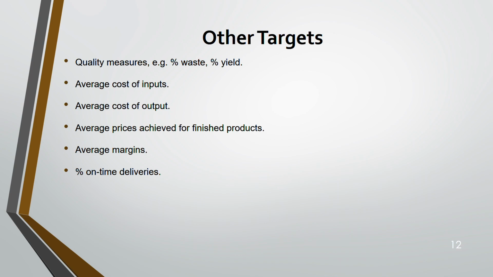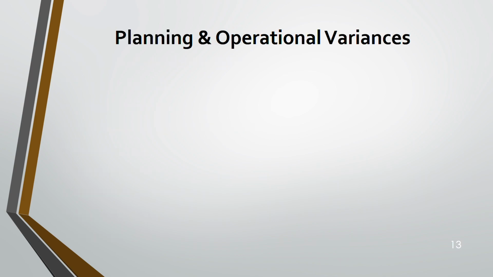Percentage on time deliveries. Customer satisfaction ratings. Detailed time sheets. Percentage of ideal time. So you can concentrate on these other areas also. Now, planning and operational variances. The third type of variances that we are going to cover here.